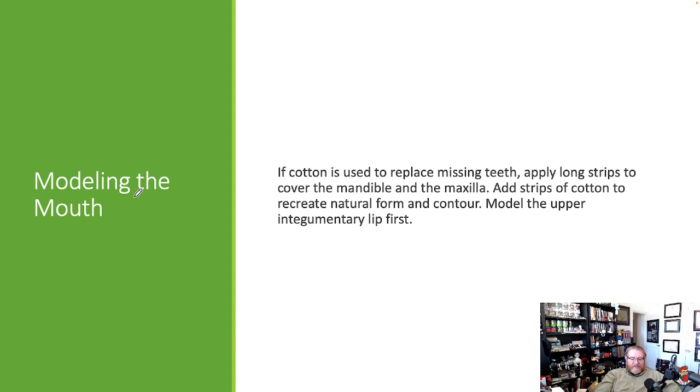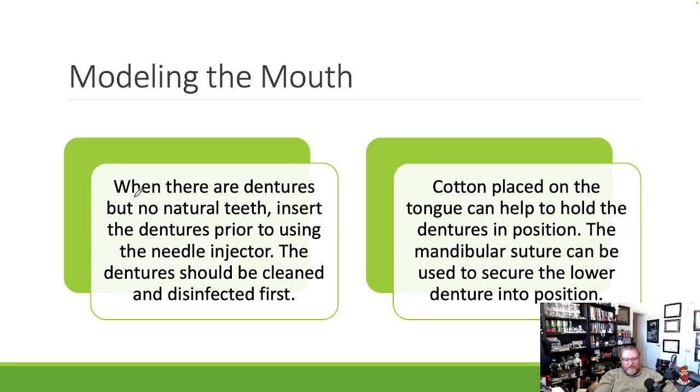Model the upper integumentary lip first. Important thing about when using cotton. Cotton is a wicking material. So if you are adding this in and you have moisture and moist tissues, it will pull moisture from those tissues. So that means you may have to cover that with some small amount of massage cream or other barrier so it does not dehydrate the tissues it is coming into contact with.